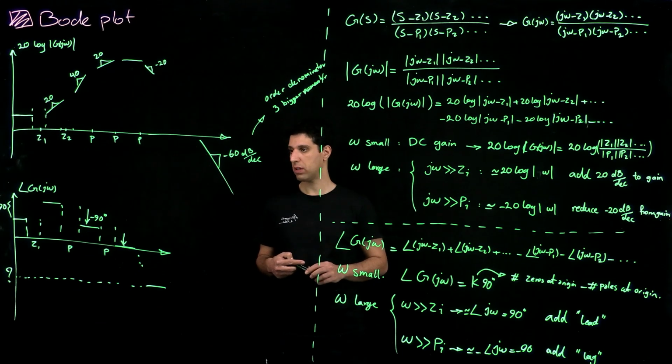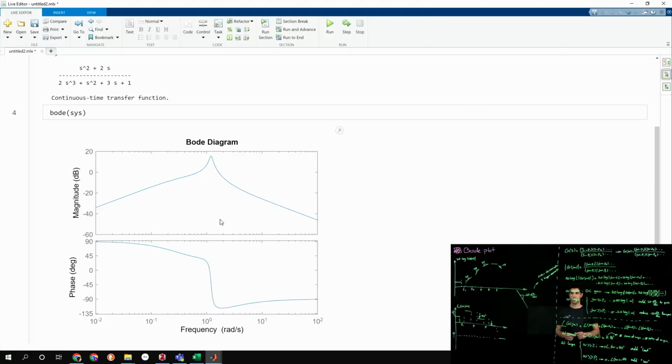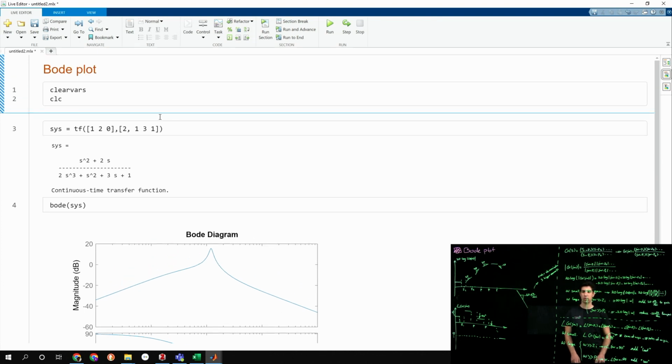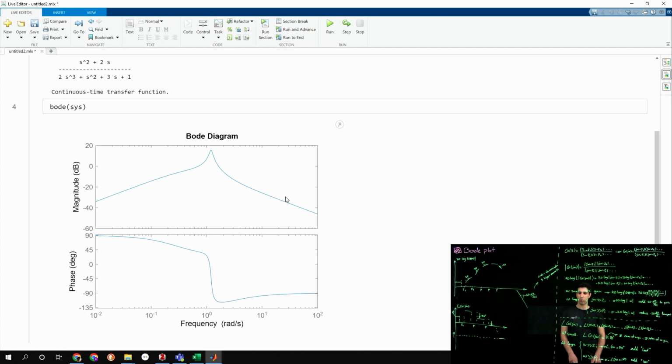The only thing that remains is to see it in action, how we can really simply use MATLAB to construct these. So this is just a quick example of what we can do with MATLAB. Here I have defined a transfer function using the function TF in MATLAB. It is just an arbitrary transfer function. I don't really know what system it represents, but the order of the denominator is just one order higher than the numerator.